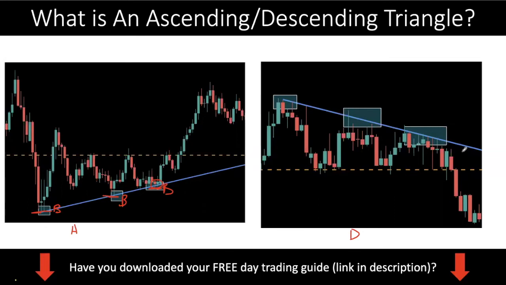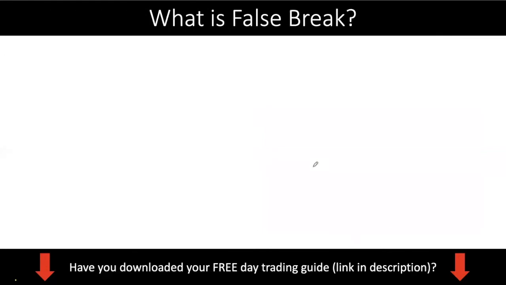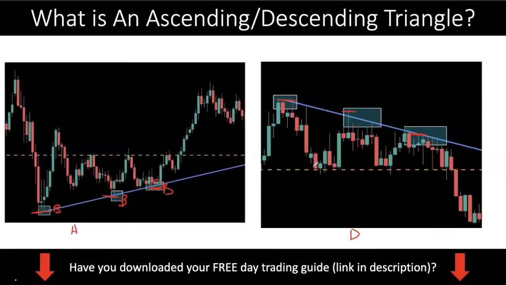Okay, the same thing is true for the opposite. You have the sellers coming in here, then you have the sellers coming in here, and then you have the sellers coming in here. Same thing, the trend line is being respected. So as a rule of thumb, you want to see that the trend line is being respected as the price attacks the support or the resistance. Okay, of course, in the ascending triangle scenario, it's the resistance, and in the descending triangle, it's the support.